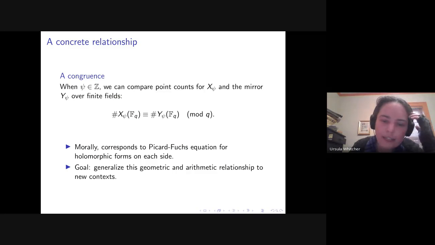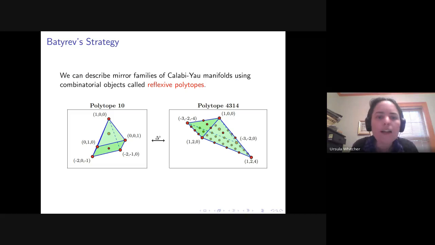And this is something that we're going to use as our first piece to try to see if we can generalize this story about the quartics to new kinds of contexts. So one place that you might want to do this is in the Batyrev mirror symmetry setting. So let me talk a little bit about Batyrev mirror symmetry and try to fix a notation a little bit.